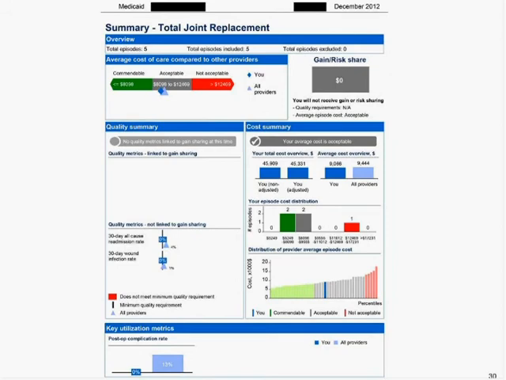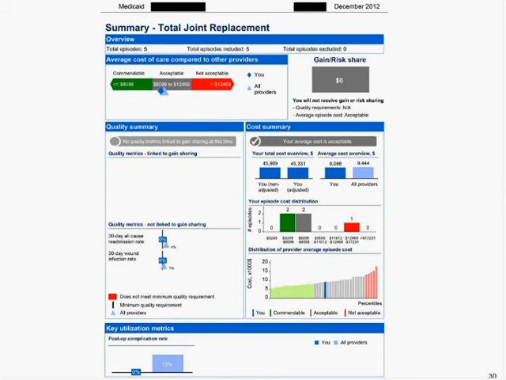Again, you're going to see the cost distribution. You'll see some in the acceptable range, some in the non-acceptable range. Again, we're looking at the average cost per episode. And then the bar graph at the bottom is going to show you the distribution of all providers, ranging from acceptable to not acceptable.